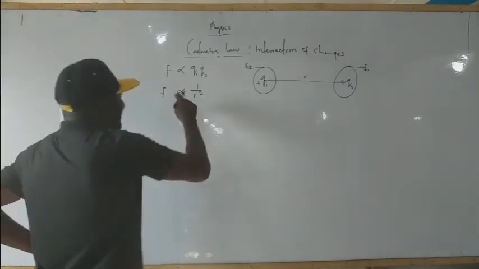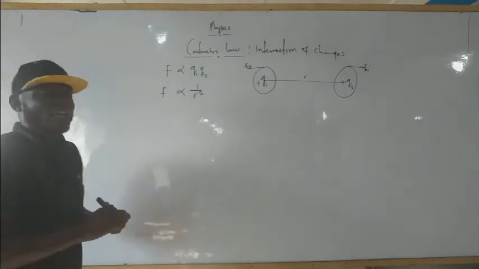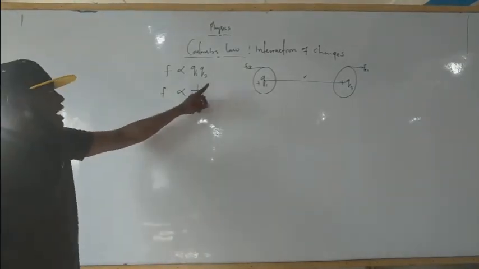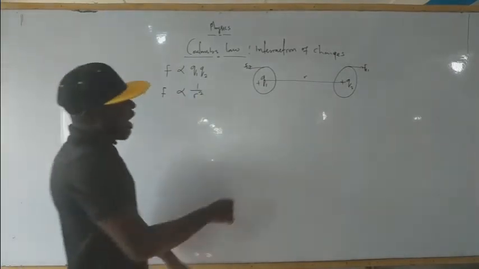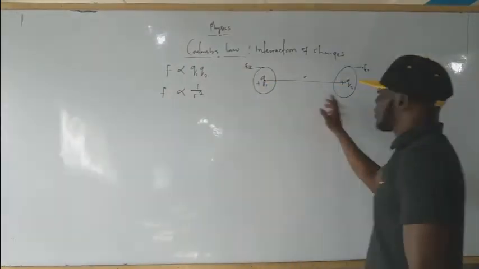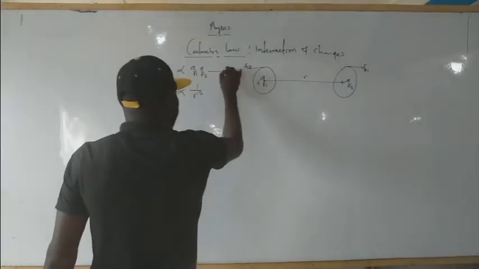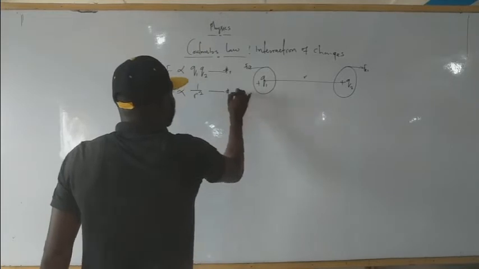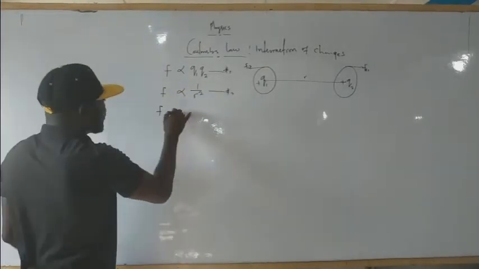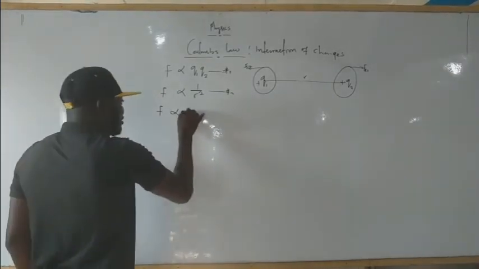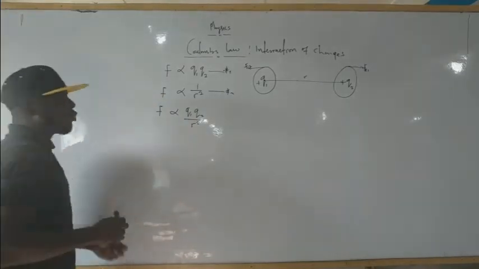Okay? So mathematically, we have F directly proportional to the product of the charges, that is Q1 Q2, and inversely proportional, that is 1 over R squared, since R is the distance between the two charges. We can call this asterisk 1 and this asterisk 2. Combining the two, F is directly proportional to Q1 Q2 and inversely proportional to R squared.